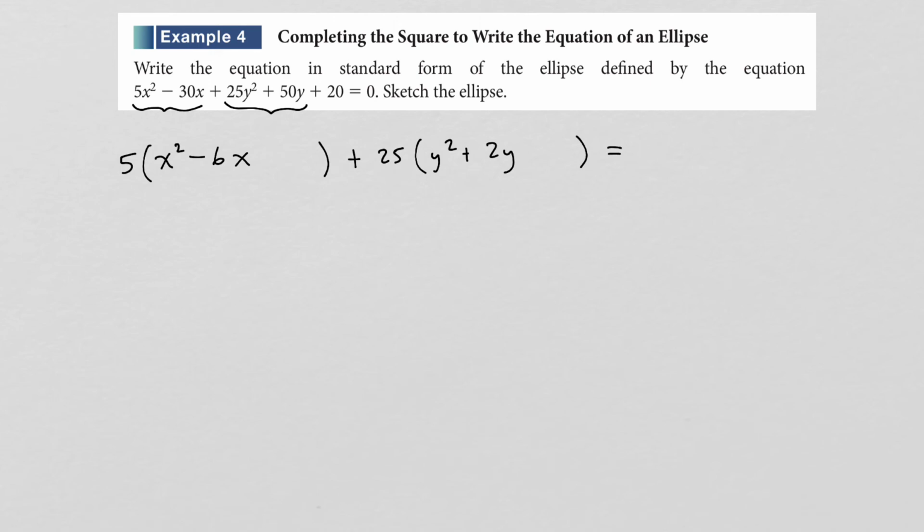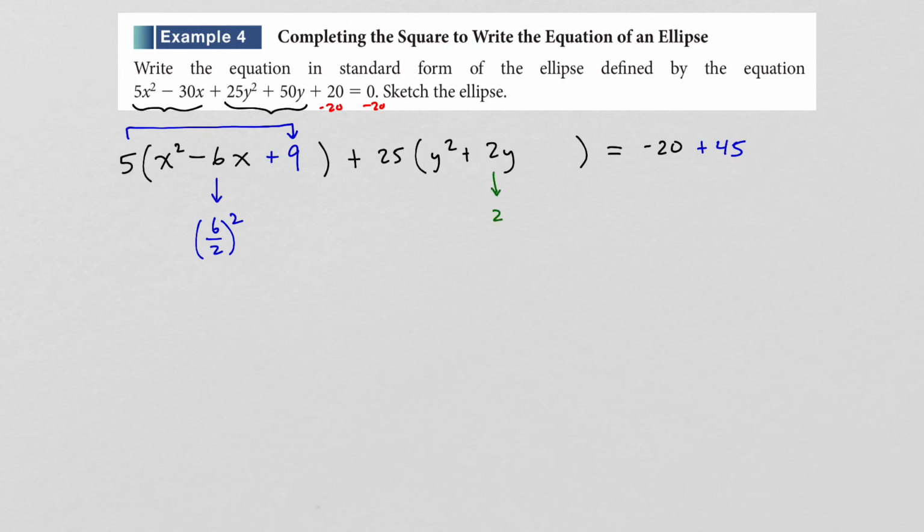And this will be equal to, I'm going to subtract 20 from both sides, and so it'll be equal to negative 20. Now I need to complete the square. So here I need to add the appropriate number. Remember, what to do is to take the middle number, divide it by 2, and square it. So this is going to be adding 9 here. But then now we have 5 times 9 is 45. So we have to add 45 to the other side.